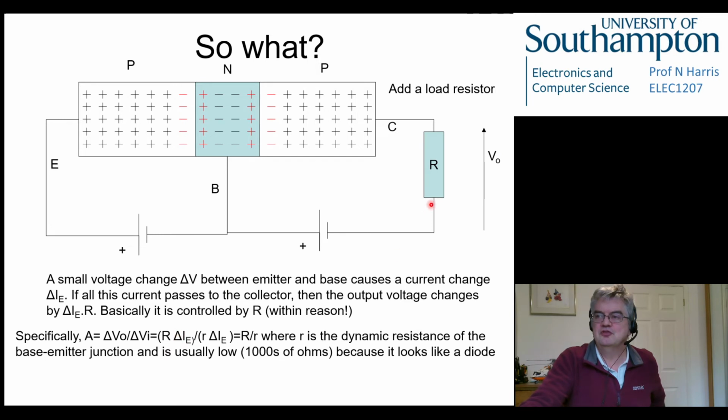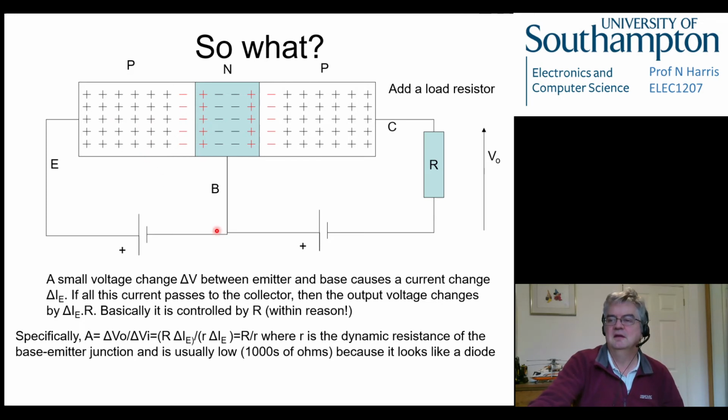IE, which is just Ohm's law applied to this, divided by the equivalent on the input side, which is a little r, delta IE, where r is effectively the resistance of this term here. So it's a relationship between this voltage and the change in the current over here. I haven't really introduced that, but r is the dynamic resistance of the base emitter junction, the equivalent resistance between here, and it's usually low, in the order of hundreds of ohms, because it looks a bit like a diode, and we know that diodes are quite happy to allow current to flow through them.